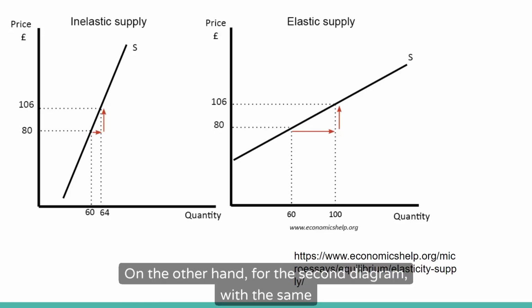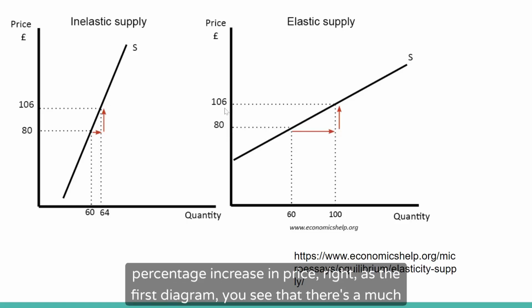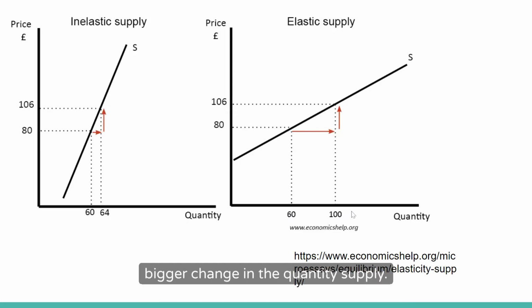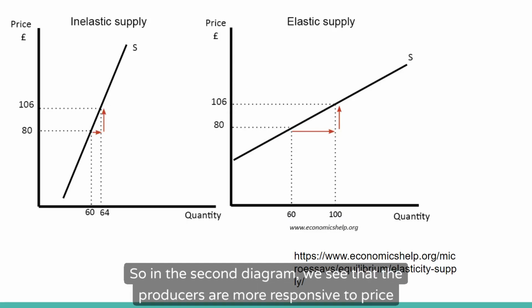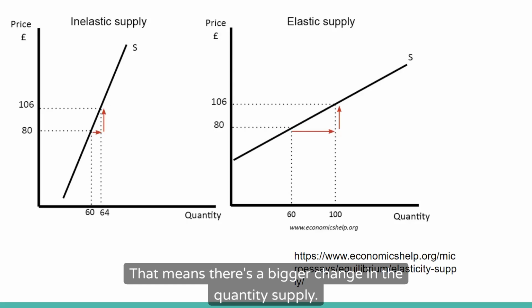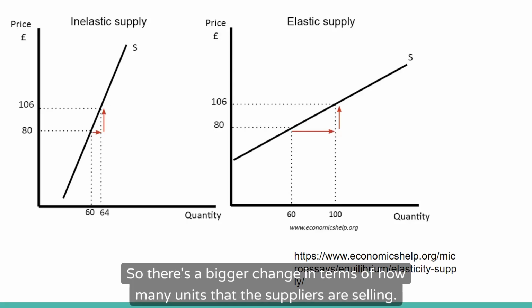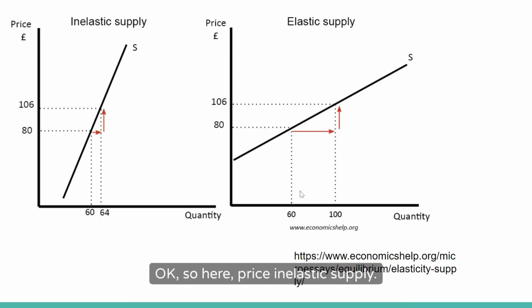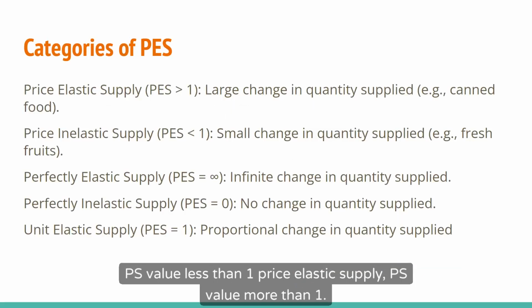On the other hand, for the second diagram, with the same percentage increase in price as the first diagram, you see that there's a much bigger change in the quantity supplied. So in the second diagram, we say that the producers are more responsive to price changes, or here responsive to a price increase. That means there's a bigger change in the quantity supplied. So there's a bigger change in how many units the suppliers are selling. So price inelastic supply: PES value less than 1. Price elastic supply: PES value more than 1.